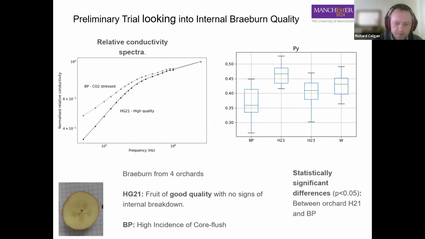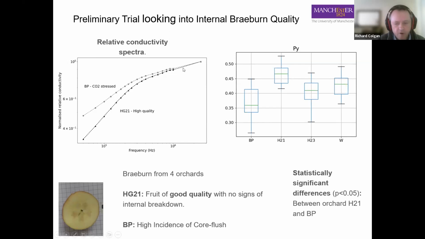Orchard H21 was an orchard that had good fruit quality. And orchard BP was one that was CO2 stressed and had a high light of CO2 core flush. And looking at this big graph on the left, you can see that there's a difference in the conductance of the tissue from those orchards and apples, which related to the amount of damage going on.